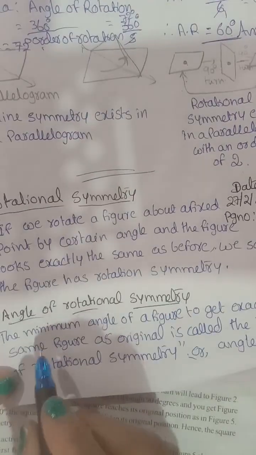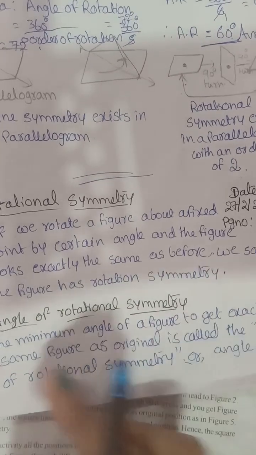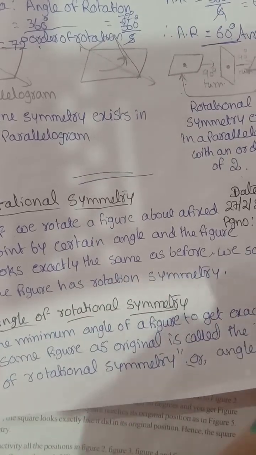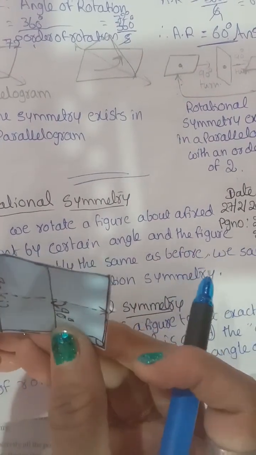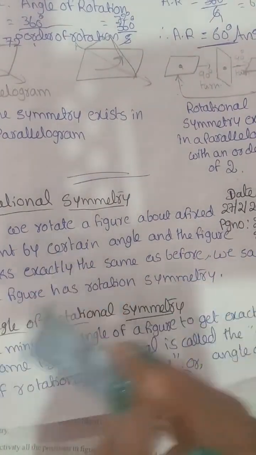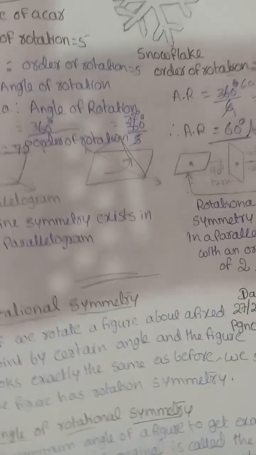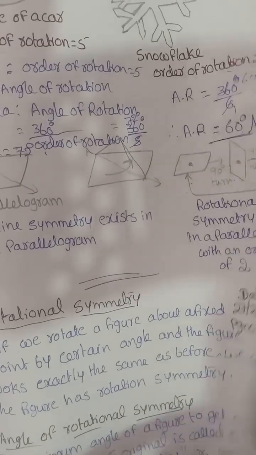Okay, Gagan Sai, it is the minimum angle of a figure to get exactly the same figure. If you take this figure, the minimum angle is 90 degrees. If it is rotated 4 times, we will get the same position only. So that is the definition of the angle of rotation. Are you understood, Gagan Sai, neatly?